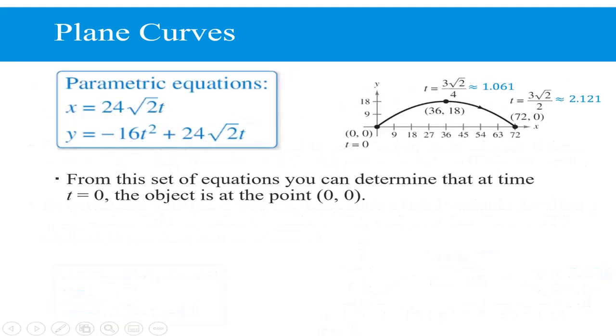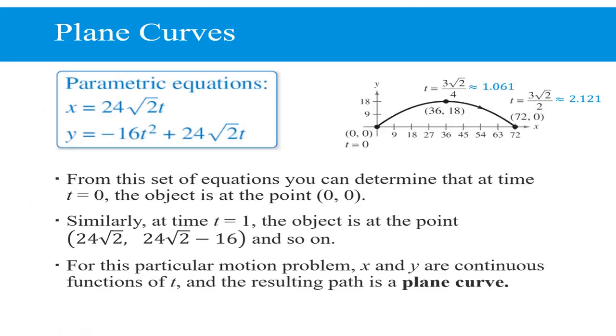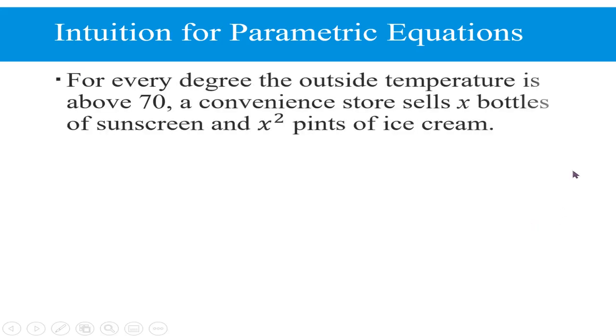This set of equations is useful because you now know when the object is at particular locations. For example, when time is 0, the object is at the origin. When time is a little bit more than 1 second, this is the location of the object. And when the time is a little more than 2 seconds, this is the location. For this particular motion problem, x and y are continuous functions of t, and the resulting path is a plane curve.